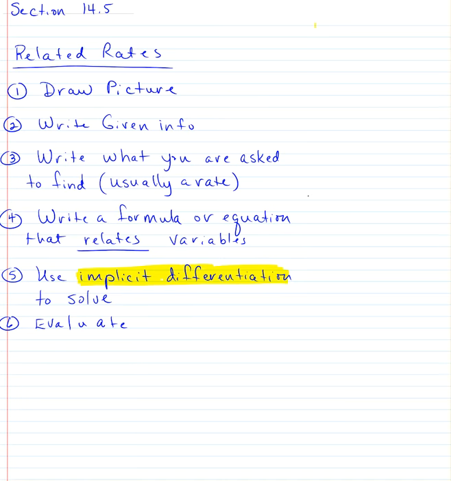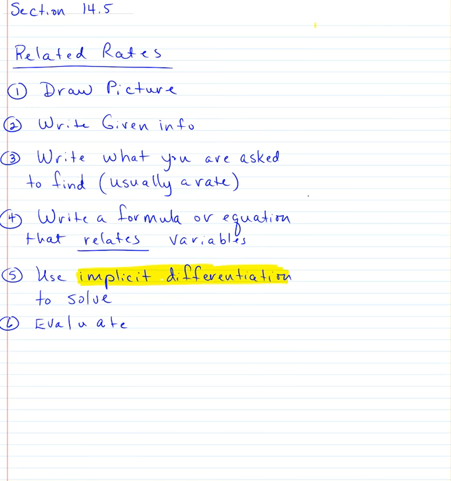This is section 14.5, and we call this section, well, we say that it's about related rates, and they're word problems. So we have about 7 problems that we need to do. And here are the steps that I've come up with for you.